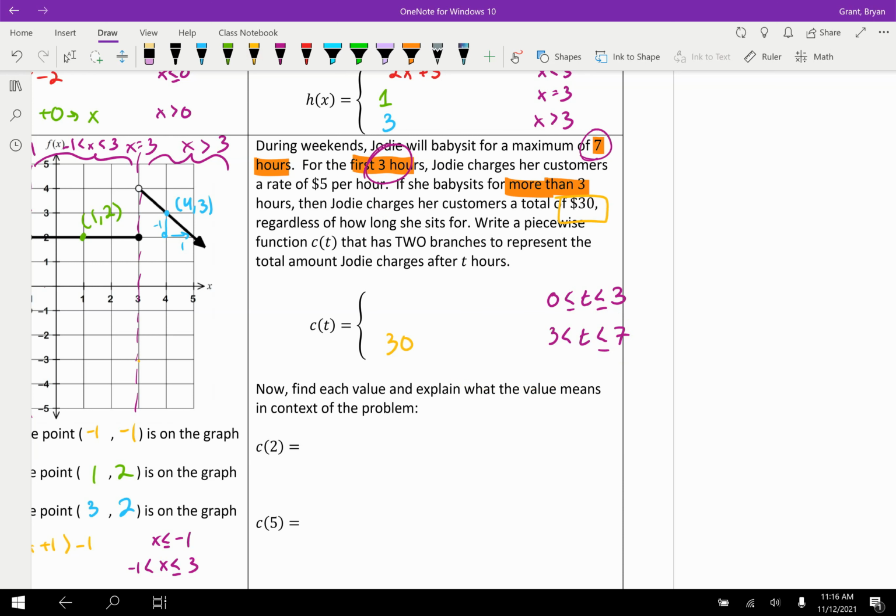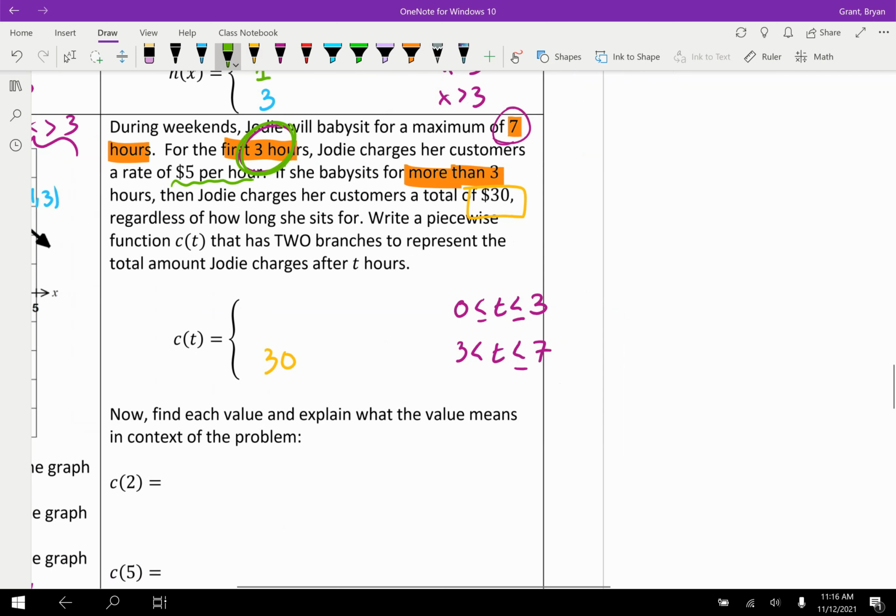However, for the first 3 hours, she charges her customers a rate of $5 per hour. It might help you to think, well, if she babysat for 2 hours, how much would you pay her? Well, $5 per hour times 2 hours I think would be 10. It seems like whatever your time is, you have to multiply it by 5. And that is how we come up with our first equation, which is just 5 times t.